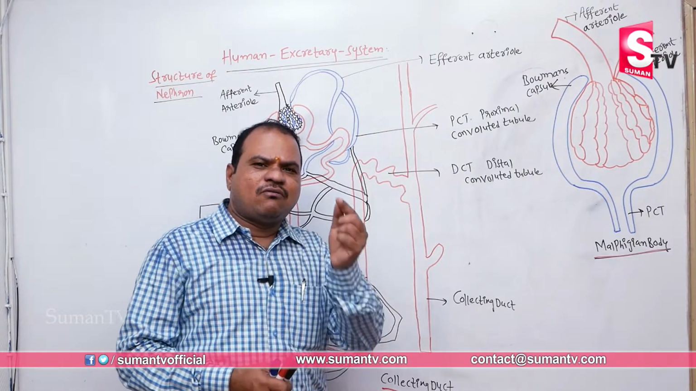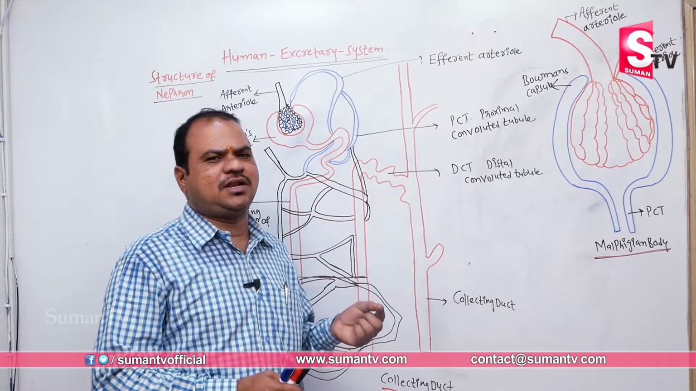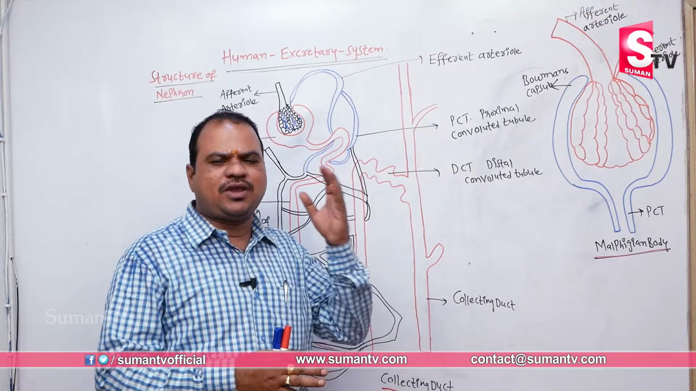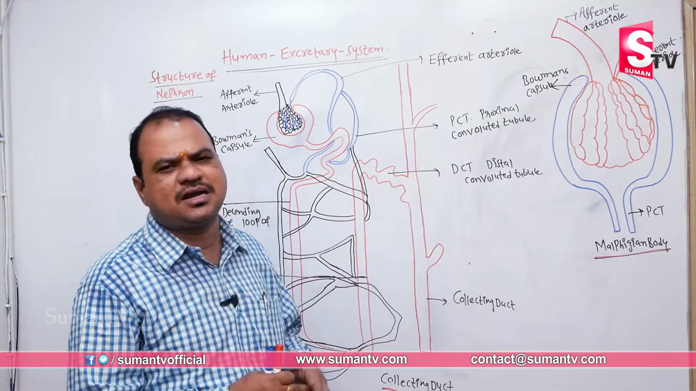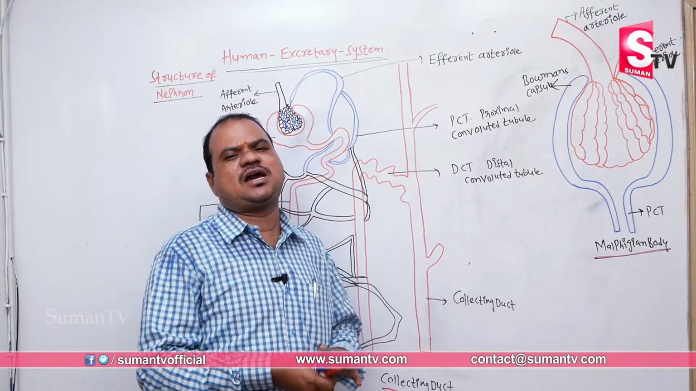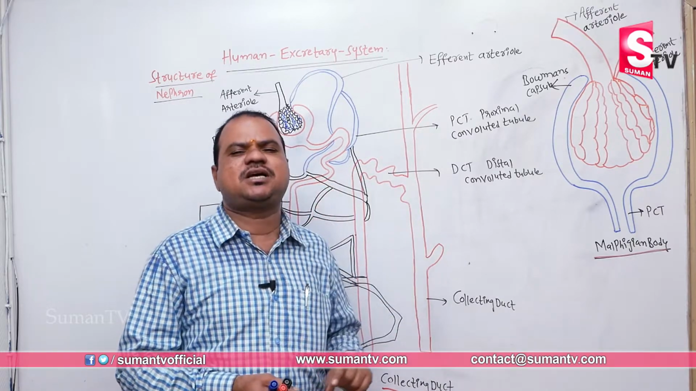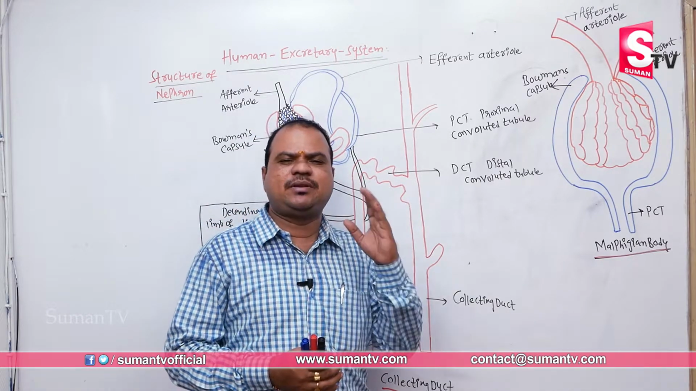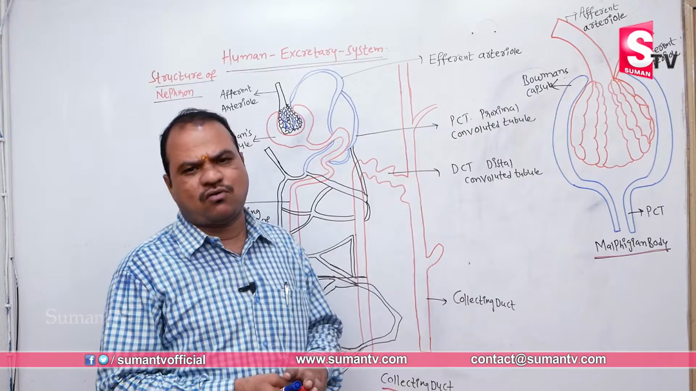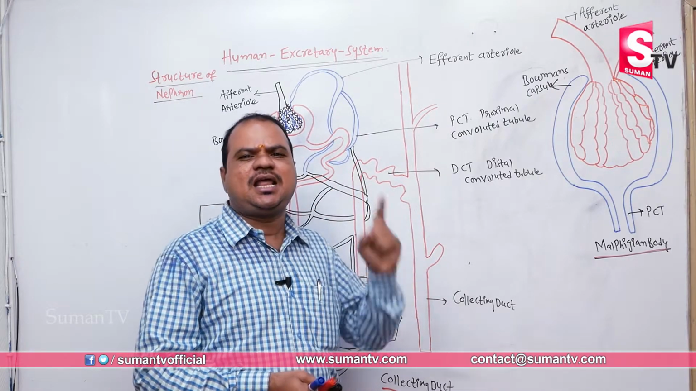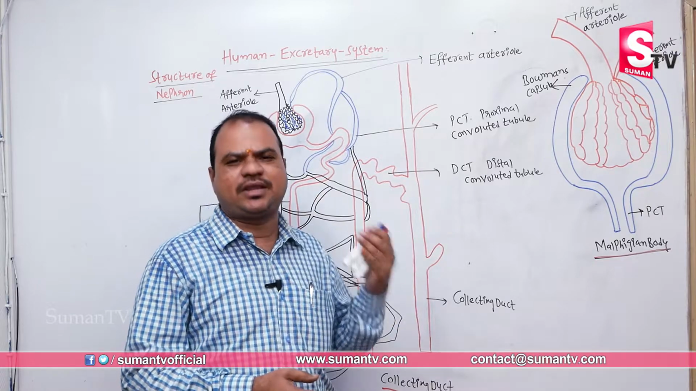We know the cell is the basic unit of a living organism. A number of cells together form tissues, organs and organ systems. In the same way, our kidney consists of 1 million nephrons together, forming the kidney. So the nephron is the structural and functional unit of our kidney.